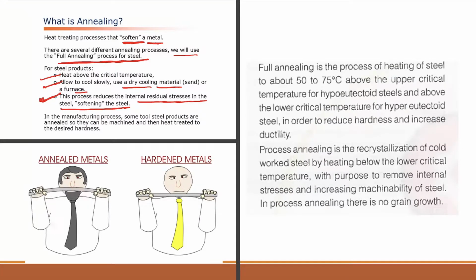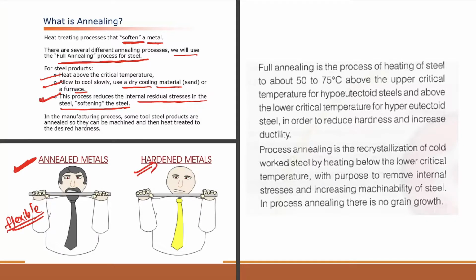Now here you can see when we anneal the steel, it becomes flexible. But when the steel is hardened, it doesn't move, right? So this is the example of hardened steel. This is the example of annealed steel. We get various properties out of the annealed steel. And that's why annealed steel is important.